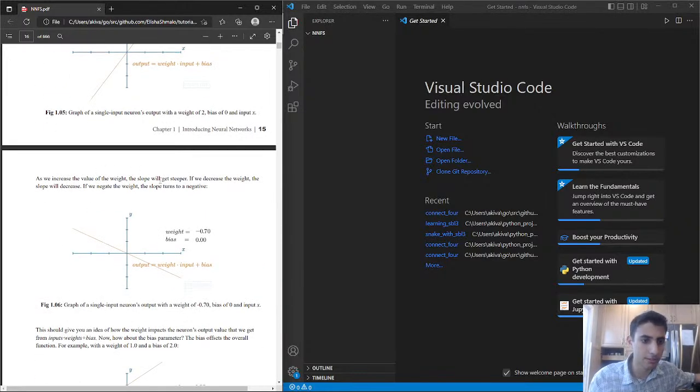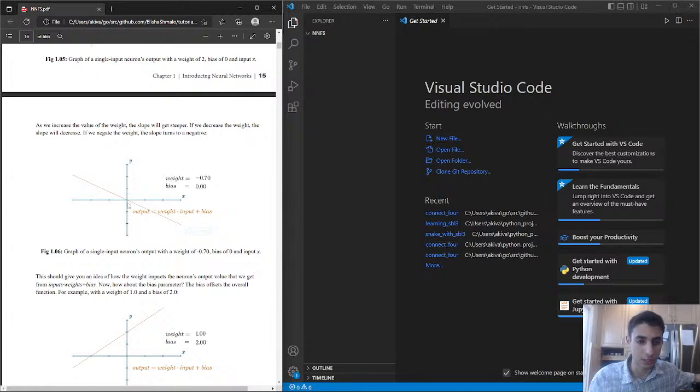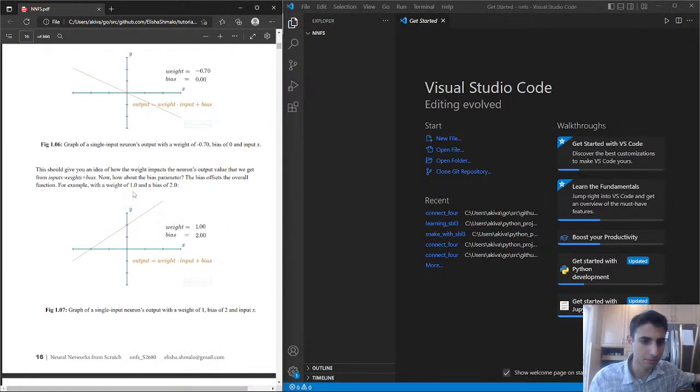As we increase the value of the weight, the slope will get steeper. If we decrease the value of the weight, the slope will decrease. If we negate the weight, the slope turns negative. So as you can see, it's just functioning like a normal line. And you can see the weights and the biases. So this is when a bias starts getting involved. This should give you an idea of how the weights impact the neuron's output value that we get from inputs times weights plus bias. Now, how about the bias parameter?